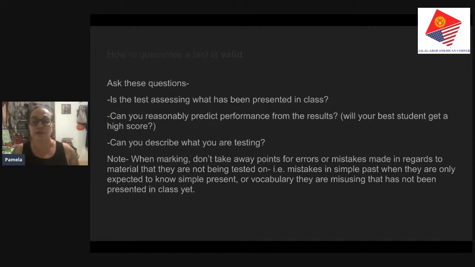Also, vocabulary they're misusing that has not been presented yet. Be very careful for that. Like, again, only what they have been presented in class.